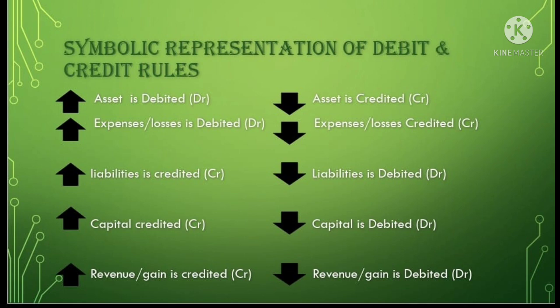and a decrease in assets will be credited, and an increase in expenses or losses is debited and a decrease in expenses or losses is to be credited, and an increase in liabilities is credited and a decrease in liabilities is debited, and an increase in capital is credited and a decrease in capital is debited. And the final one: if revenue or gain is increased, it is to be credited. In case revenue or gain is decreased, that should be debited.